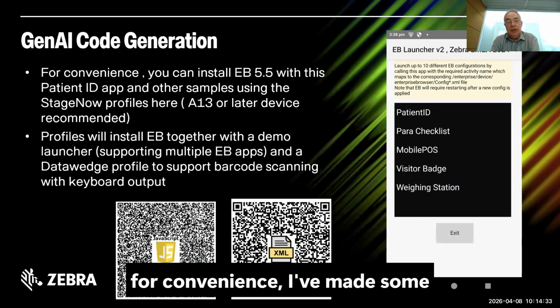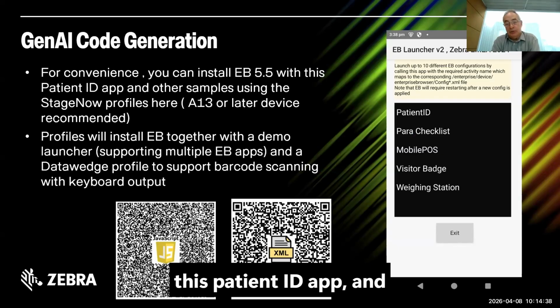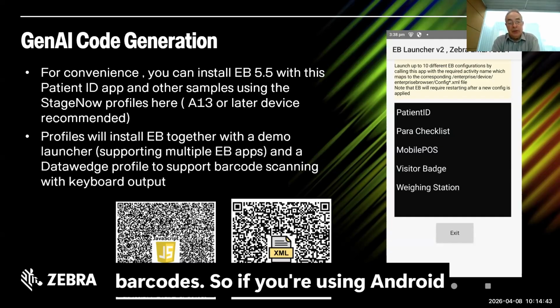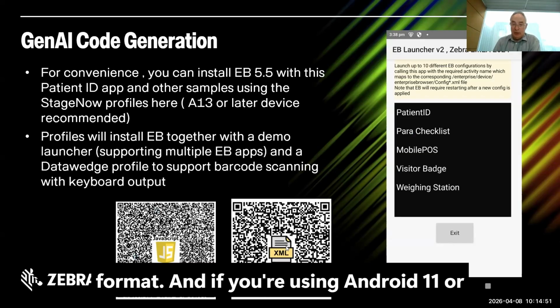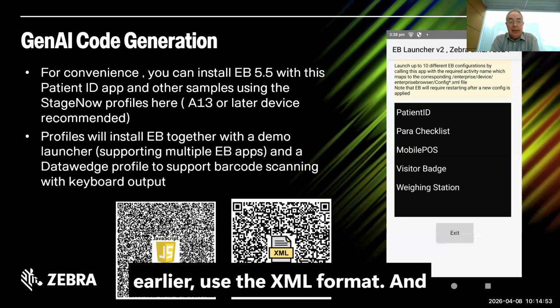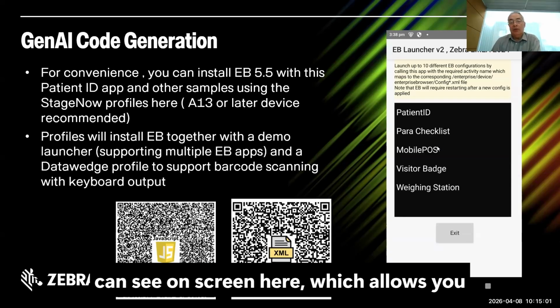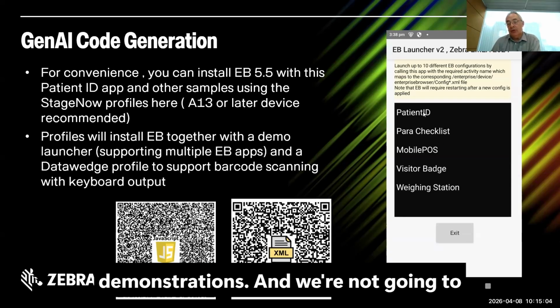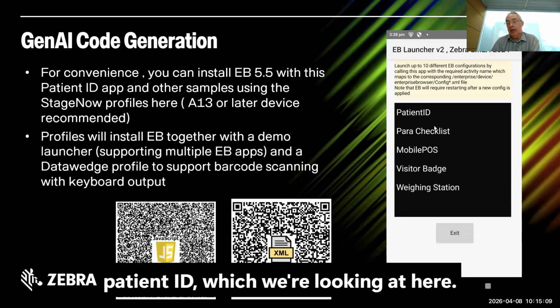For convenience, I've made some samples using this technique, including this patient ID app, and you can install them through the StageNow barcodes. If you're using Android 13 or later, use the left-hand JavaScript format. And if you're using Android 11 or earlier, use the XML format. That will install Enterprise Browser together with a demo launcher, as you can see on the screen here, which allows you to select between different demonstrations. We're not going to look at these in detail, but there's the patient ID, which we're looking at here.